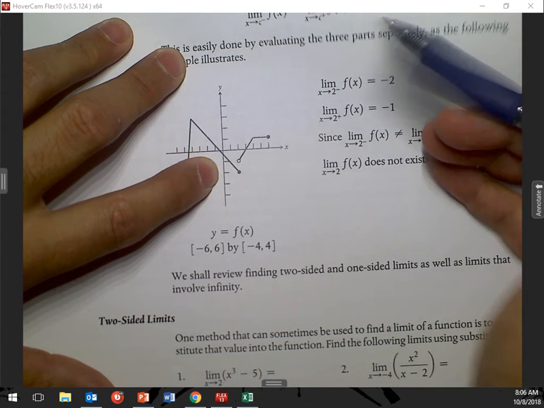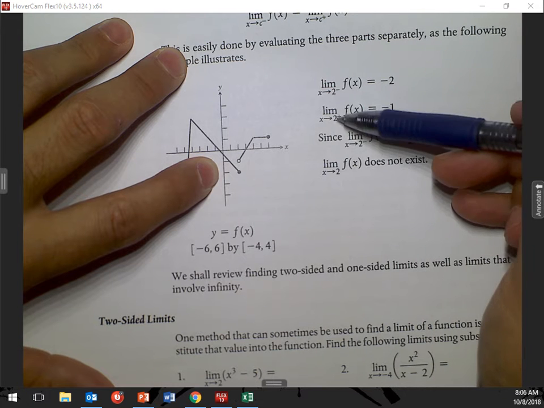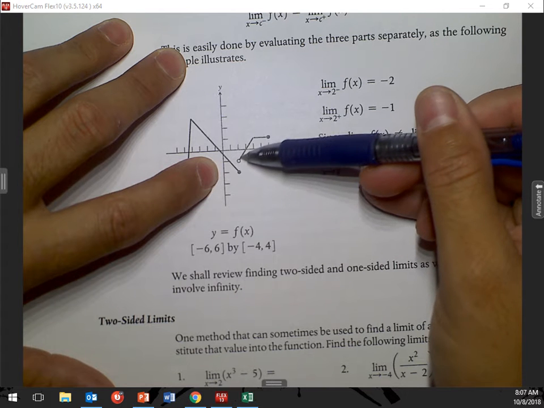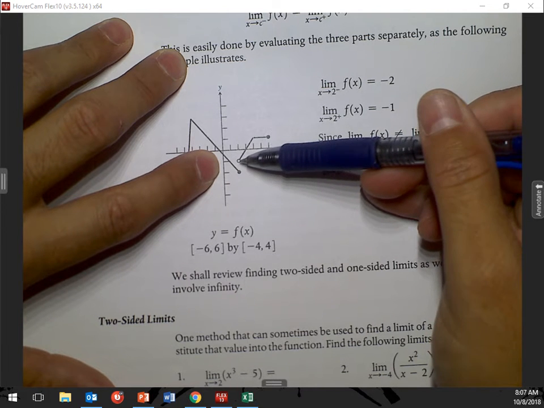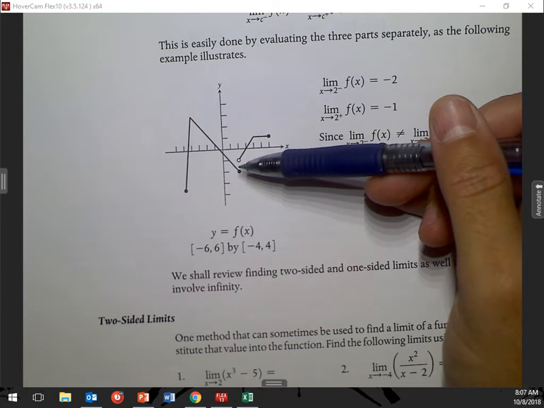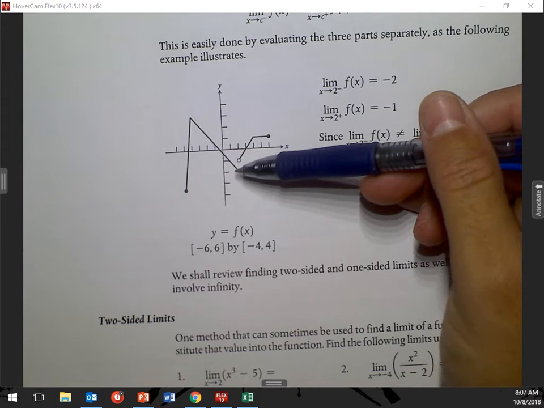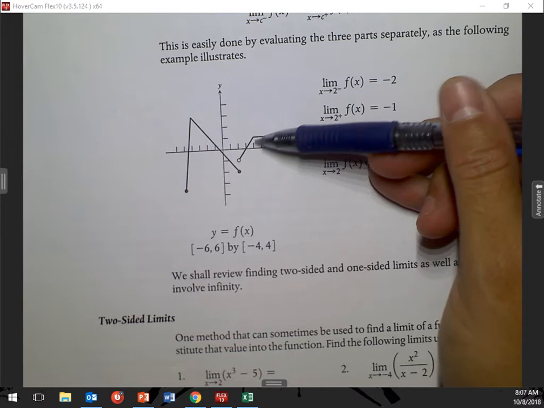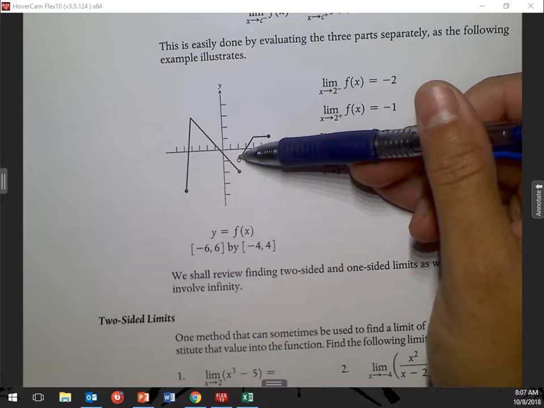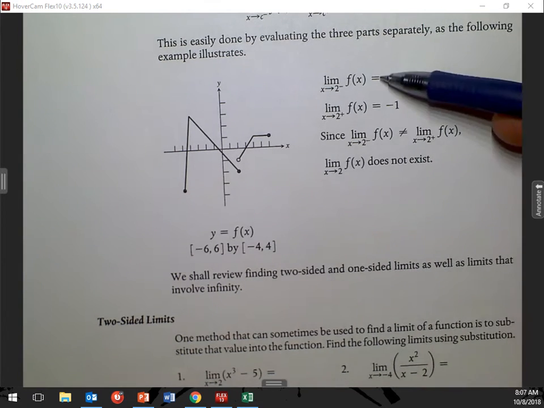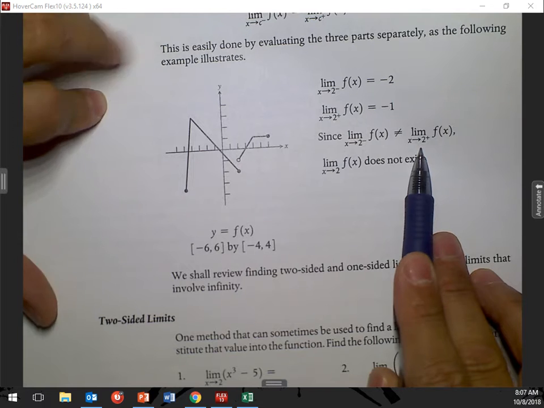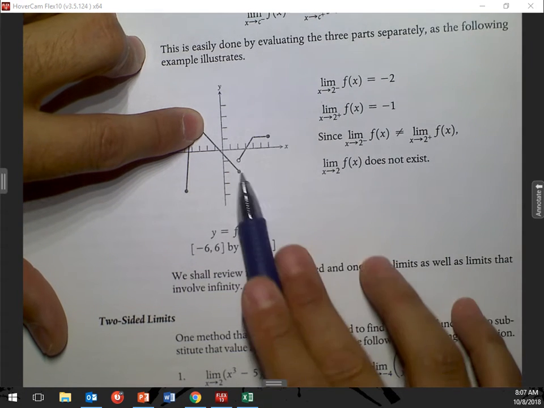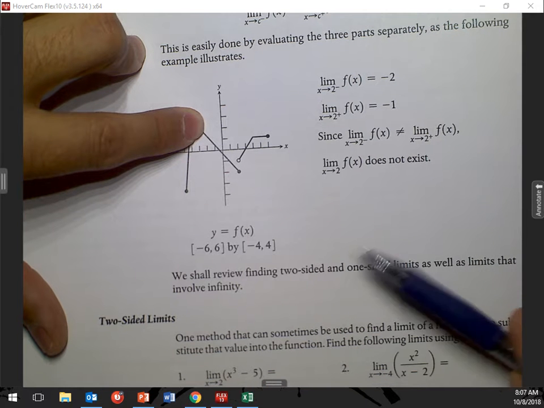Now, from the right-hand side, as x goes to 2 from the right, it's going to -1. But if you notice, that's an open dot. That doesn't matter. Open and closed dots don't matter here, because I'm looking for the limit: what number is it approaching as it goes that way? It's approaching -1. Since the left hand and the right hand are not the same, the limit itself is not going to exist.